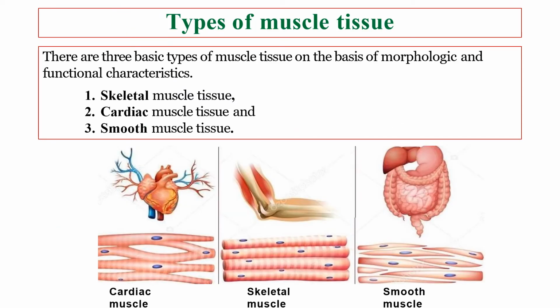Types of muscle tissue. There are three basic types of muscle tissue on the basis of morphologic and functional characteristics. 1. Skeletal muscle tissue, 2. Cardiac muscle tissue, and 3. Smooth muscle tissue. The figures show three types of tissue: 1. Cardiac muscle, 2. Skeletal muscle, 3. Smooth muscle tissue.